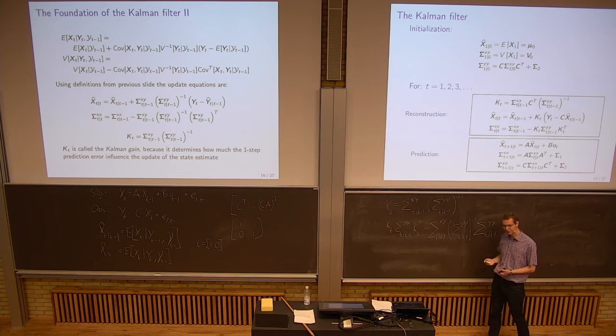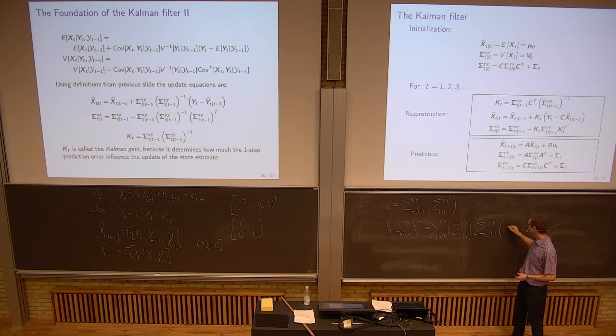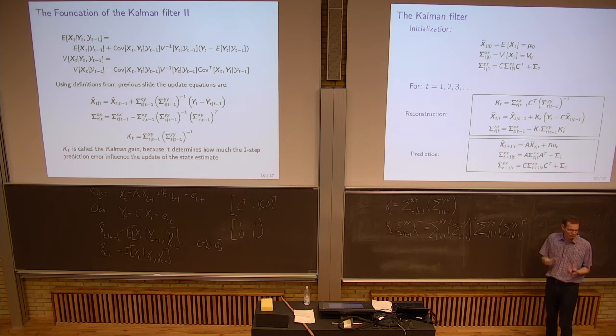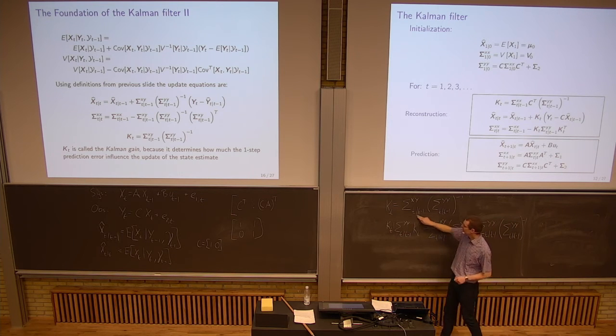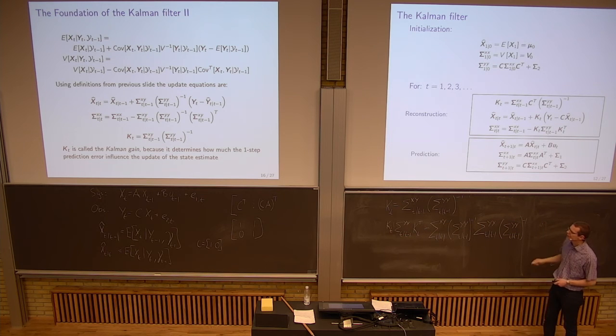This is a covariance matrix, so the transpose of it is itself. So I'll just write sigma_yy, t given t minus 1, inverse, and not the transpose, even though it should be there. And then I should write this one here, transpose. I'll give it a parenthesis just to be able to write it: sigma_xy, t given t minus 1, transpose.